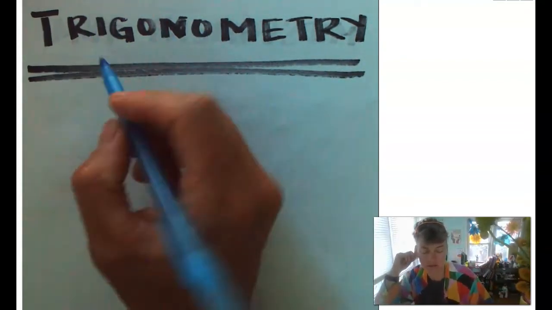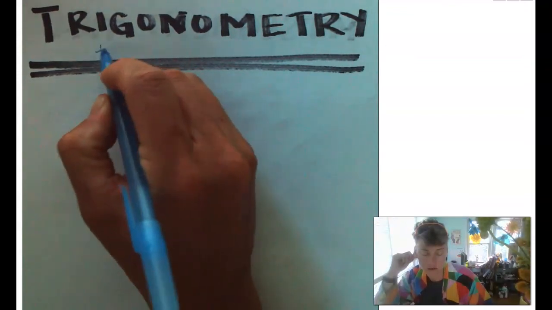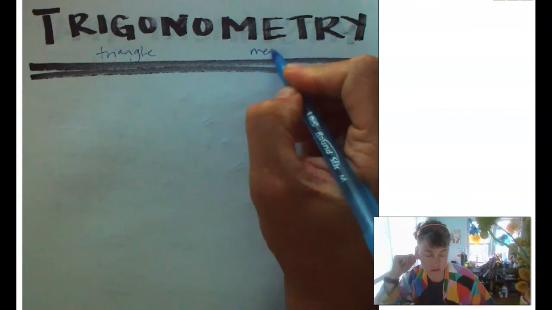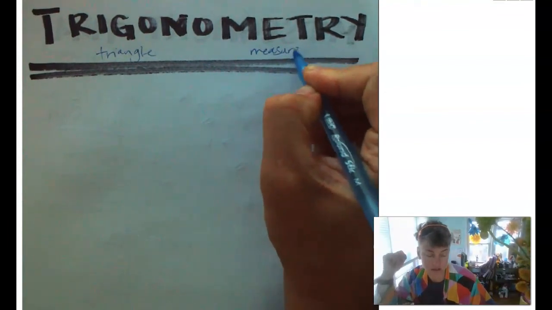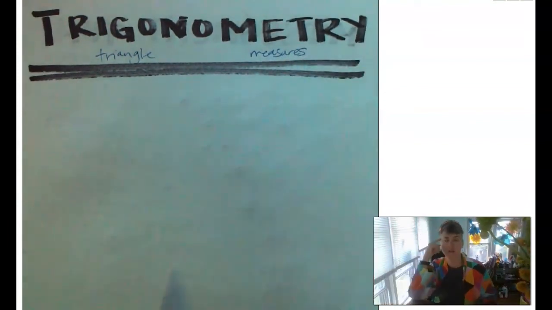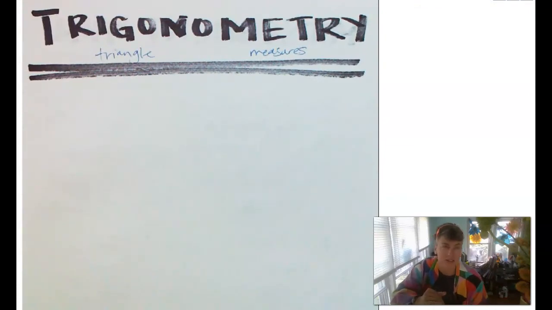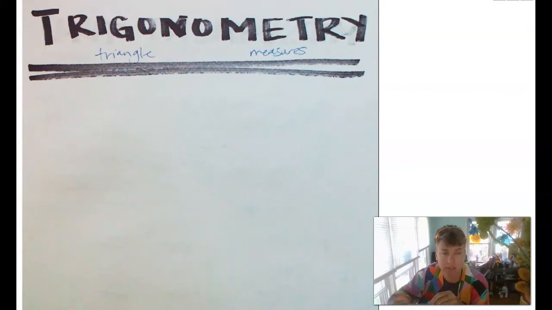Trigono comes from the word that means triangle, and metry means measure. So we're talking about triangle measure stuff. Measuring some triangles. What can we measure in triangles? Obviously, their sides and their angles. But more interestingly, we can measure the ratios of those sides compared to the angles.